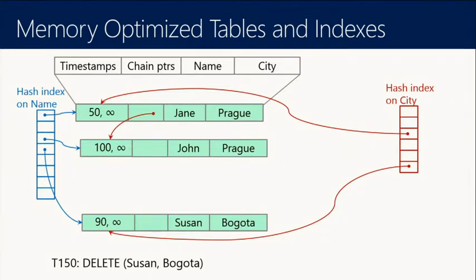Okay, so the next operation, after insert, delete. Right? So let's say at time 50, we want to delete the row Susan Bogota. So we want to delete this bottom row. Now all that happens in this case is we just mark this row as no longer visible as of time 150. So we say this row now has an end time. It is only visible between times 90 and 150. It's not visible afterwards. Because there might still be transactions that need to see rows that are visible before 150.